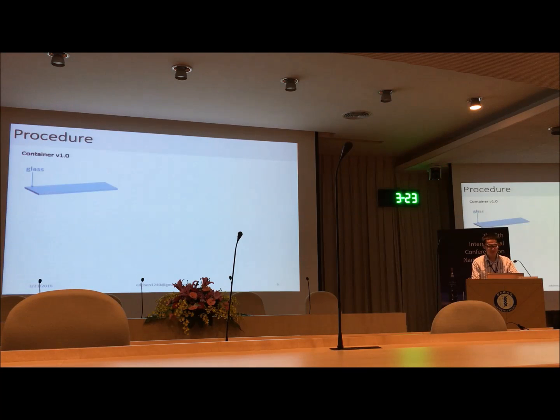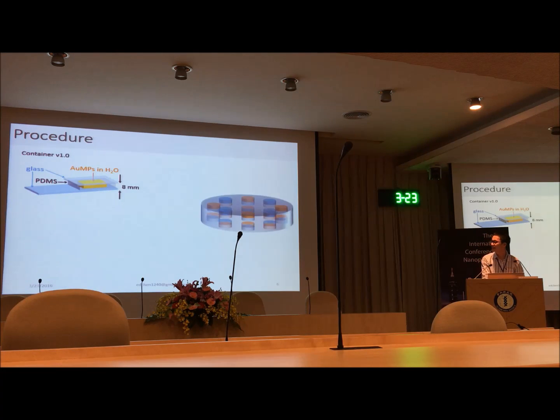Our sampling procedure is that there's a glass container, and we made a PDMS container with it, dig a hole inside, put our gold microplate solution in water into it, and seal it with another piece of glass. This is about 8 mm thick, so that it can be put into our rotor.